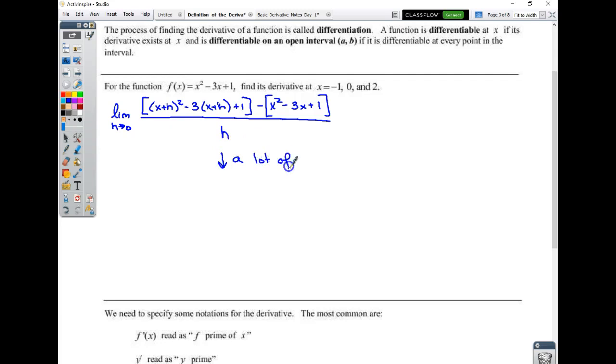Hold on. After a lot of work, we're going to get the limit as h approaches 0 of 2xh minus 3h plus h squared, all over h. Believe it or not, there was rhyme and reason to how I got that. You just don't know it yet.